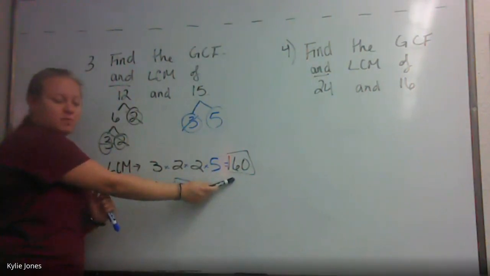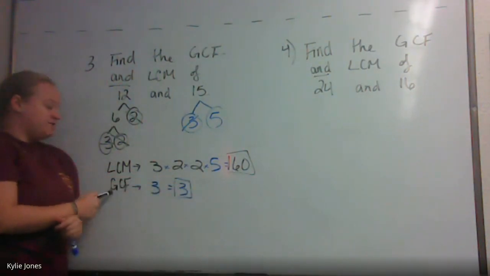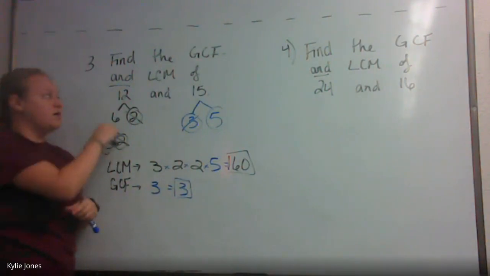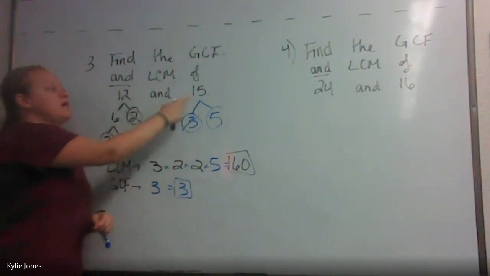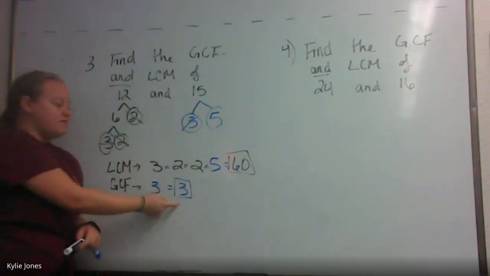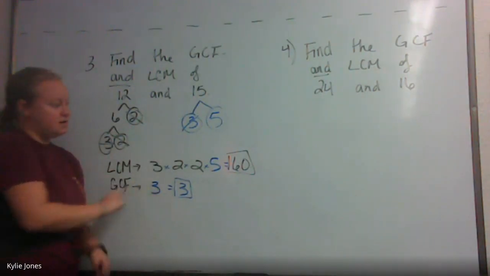The least common multiple. For GCF, greatest common factor, if we were to list out all of the factors, so all the numbers that multiply into 12, all the numbers that multiply into 15, the biggest one that they're going to have in common is 3.